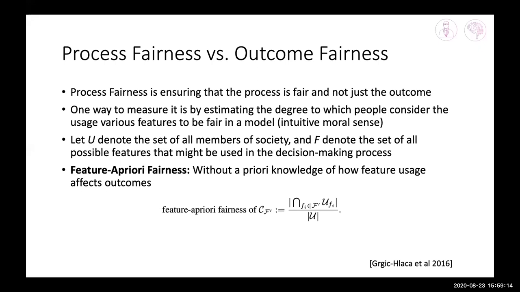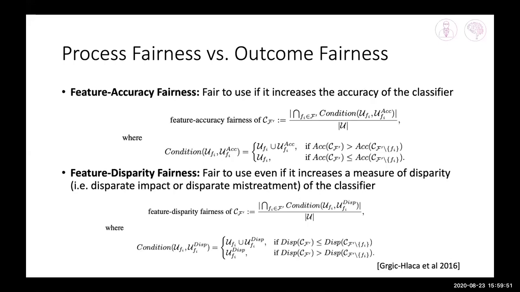And it turns out that if you tell people regarding how the inclusion or exclusion of variables is going to affect the outcome, their answer changes. So based on that, they define three different notions of process fairness. So there's feature fairness without having a priori knowledge of the outcome: what are the different features that people consider? So these results that I'm going to show are based on their empirical study, asking these questions to a large cohort of people.